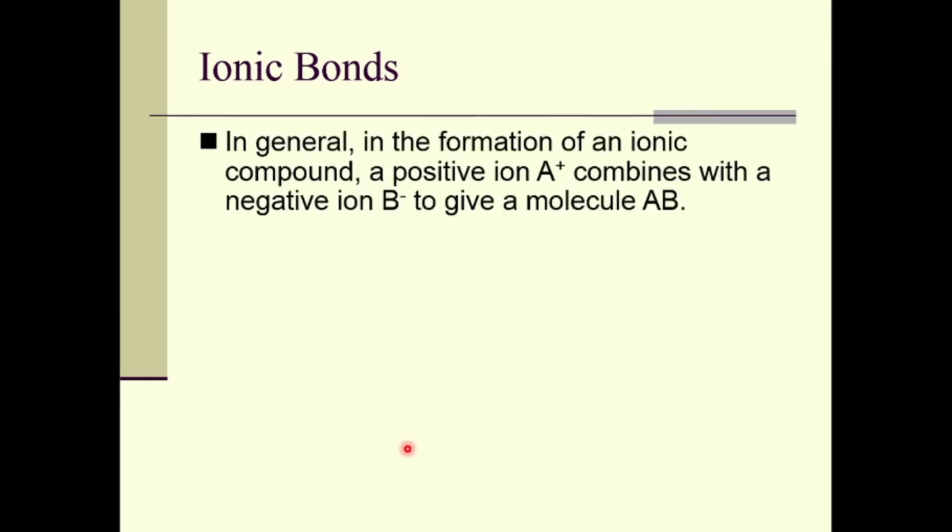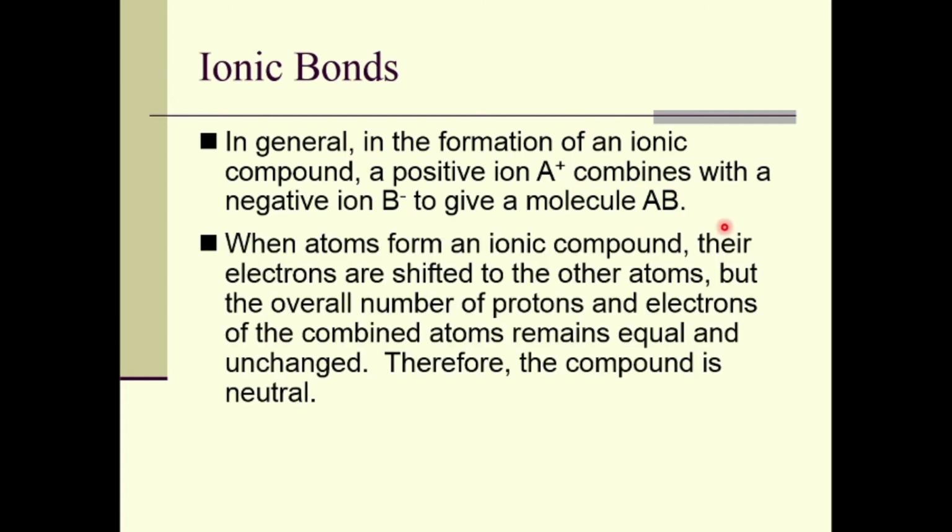In general, in the formation of an ionic compound, a positive ion A plus combines with a negative ion B minus to give a molecule AB, right. When atoms form an ionic compound, their electrons are shifted to the other atoms, but the overall number of protons and electrons of the combined atom remains equal and unchanged. Therefore, the compound is neutral, right.